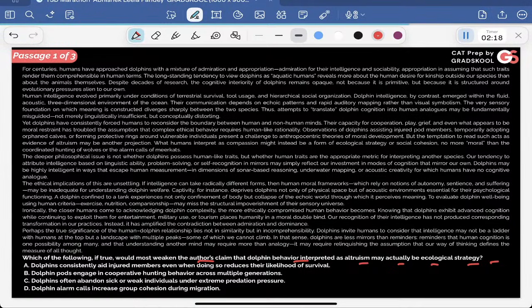They are actually compassionate. Well, first says dolphins consistently aid injured members even when doing so reduces their likelihood of survival. Wow. A looks correct to me. It is going to weaken. This shows the ultimate form of selflessness. Because even if someone bets their lives on helping someone, A looks correct to me.